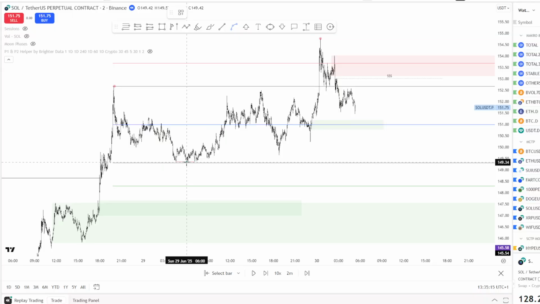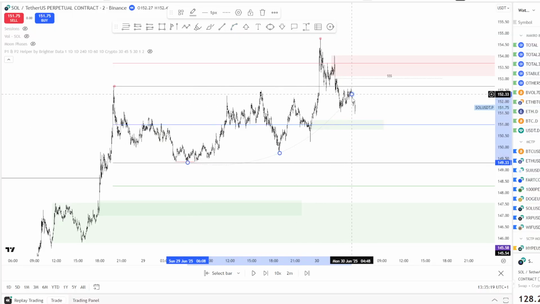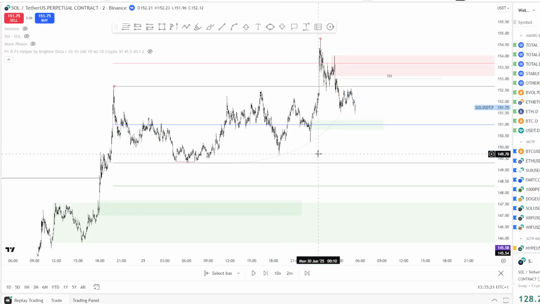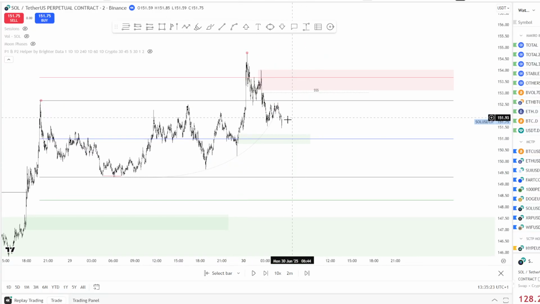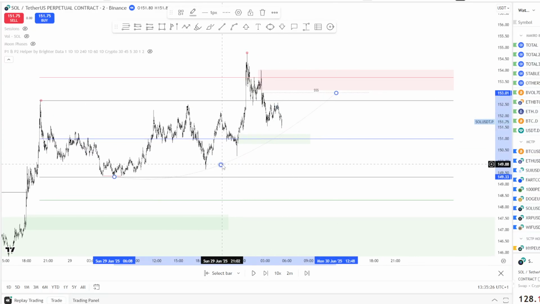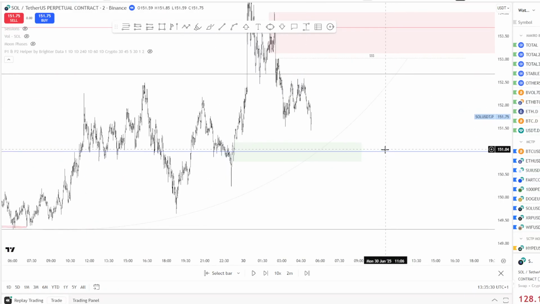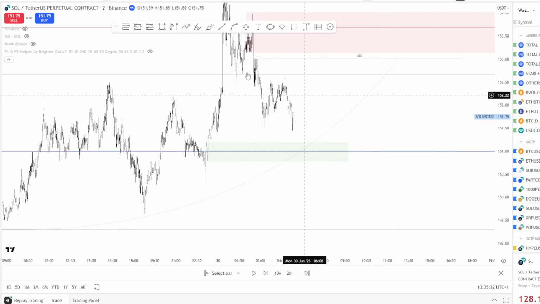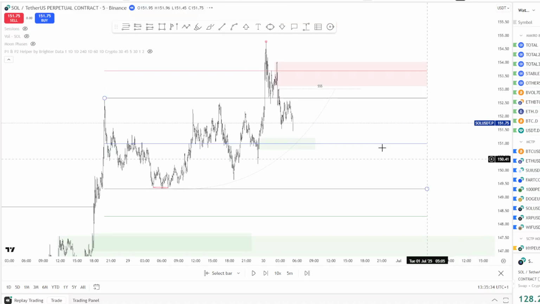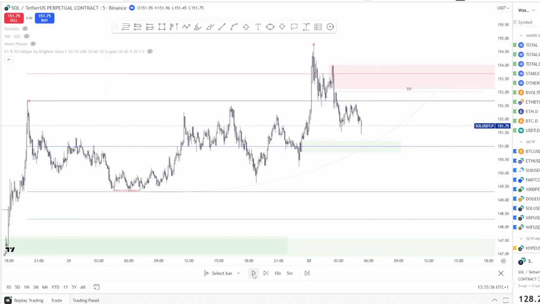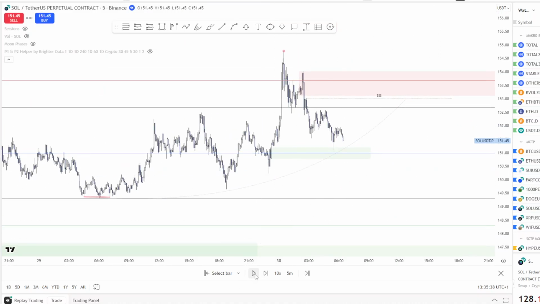We got the accumulation down here and some sort of liquidity curve. If we can keep the curve going up here, would be really nice. So let's see what price action will do now. So we bounce from the demand.